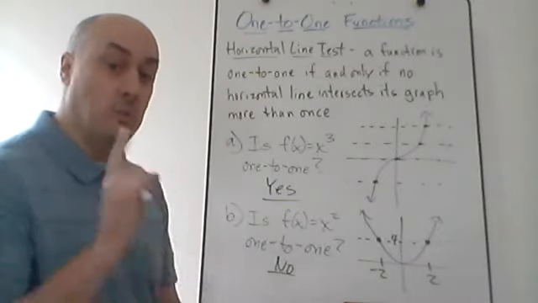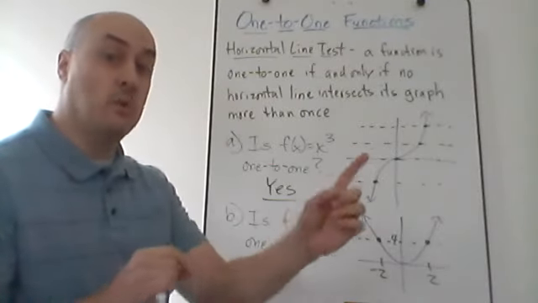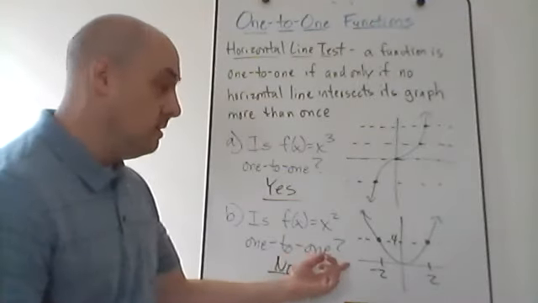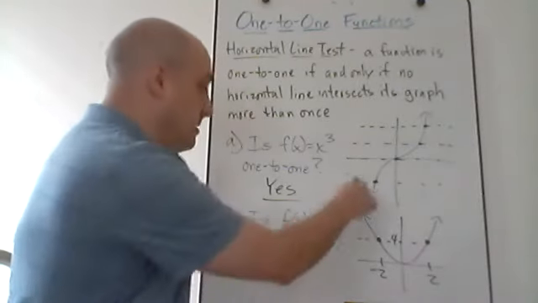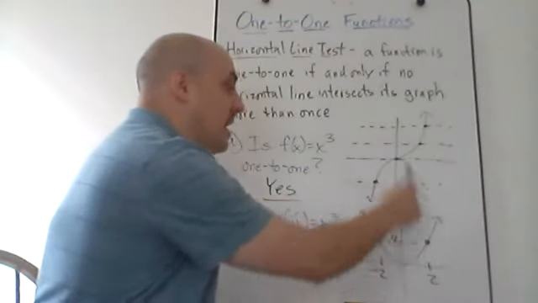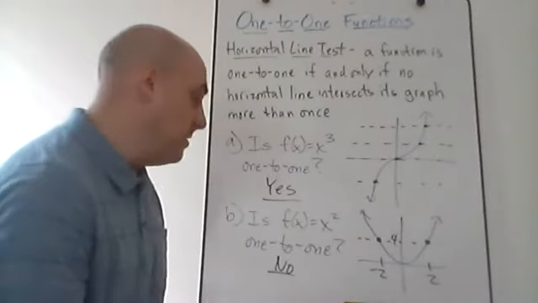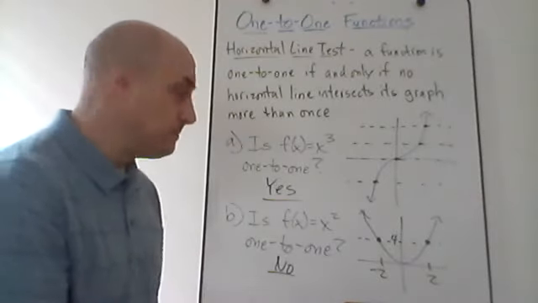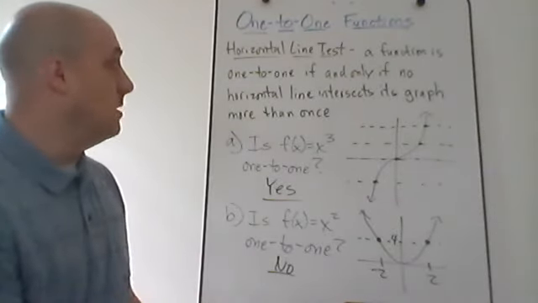Remember, one-to-one: 1 x gives you 1 y, and 1 y only comes from 1 x. So it is a function, it's just not a one-to-one function. It passes the vertical line test. Each x value only gives you one single y value. But each y value does not just come from one single x. So that is the definition of a one-to-one function.